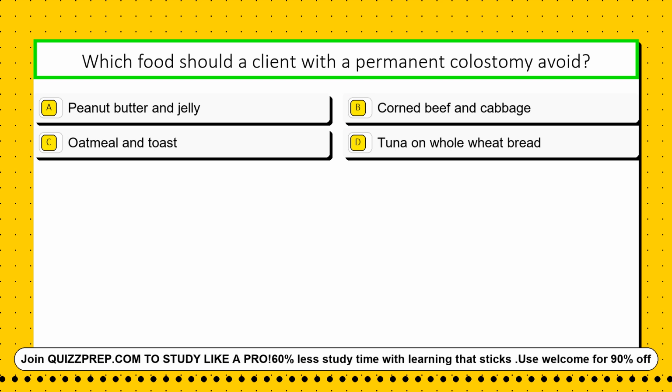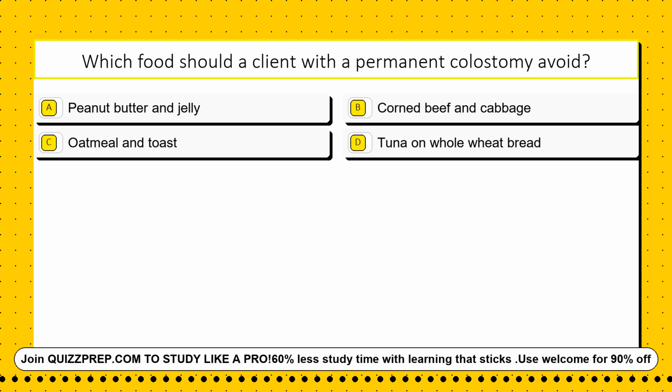Question 13. Which food should a client with a permanent colostomy avoid? Option A, peanut butter and jelly. Option B, corned beef and cabbage. Option C, oatmeal and toast. Option D, tuna on whole wheat bread.